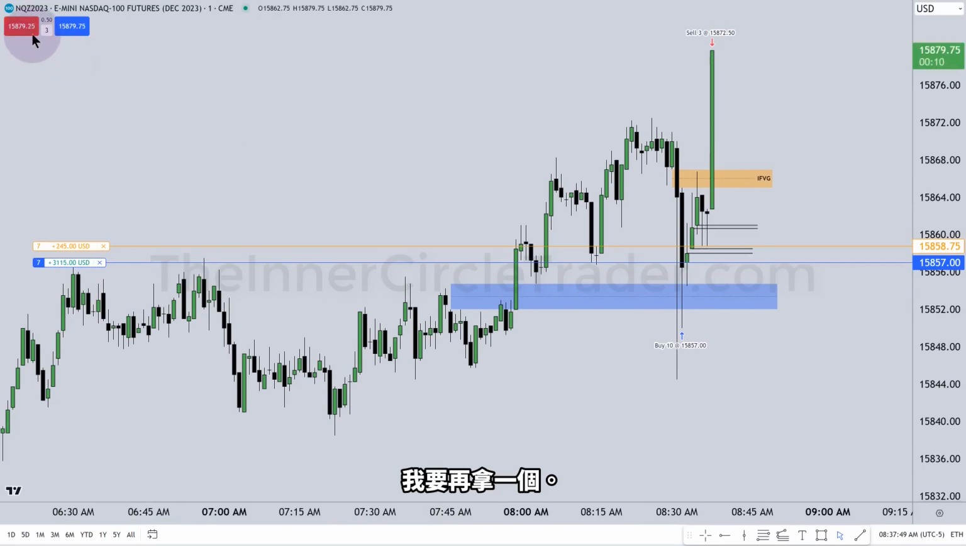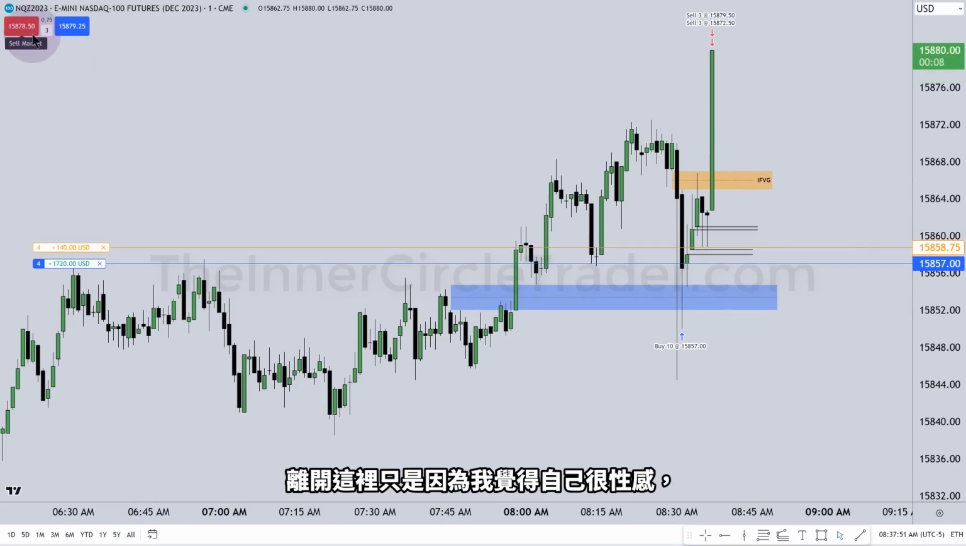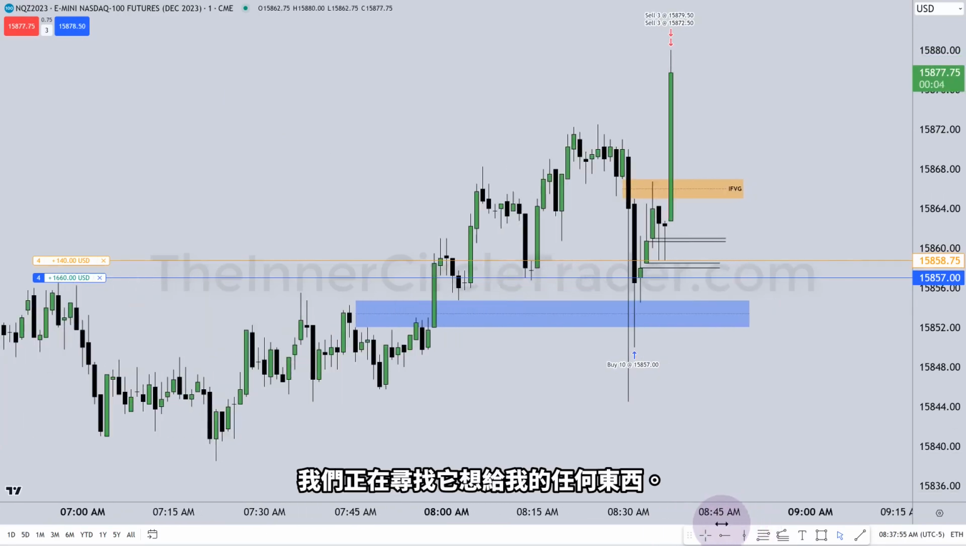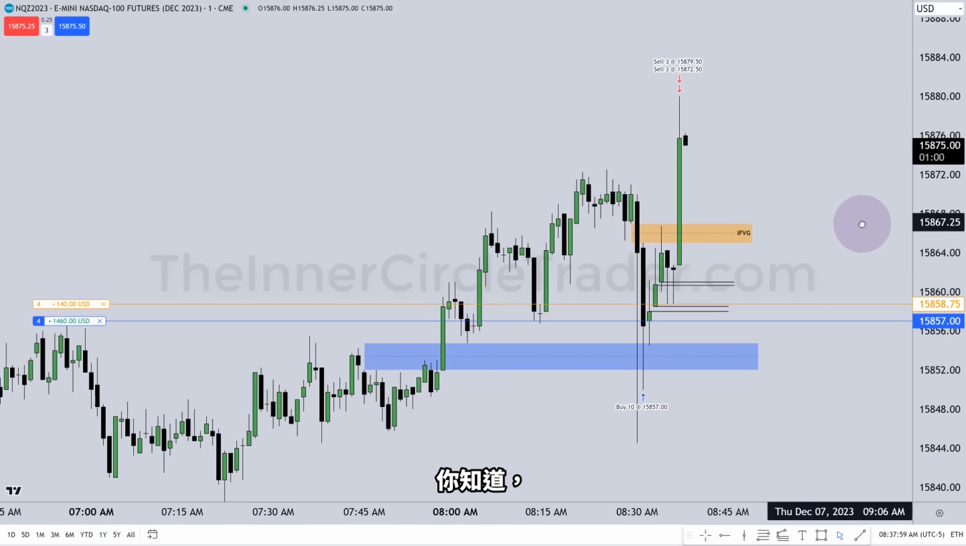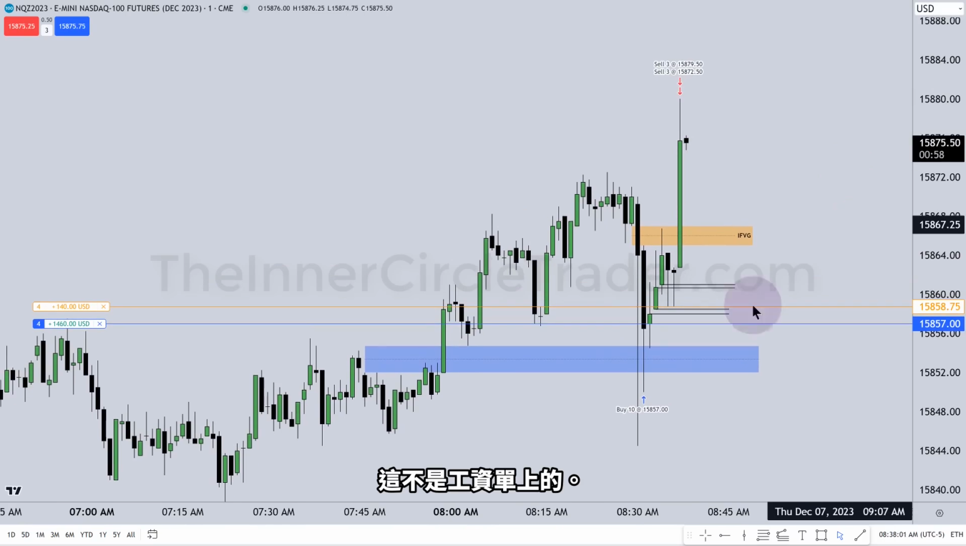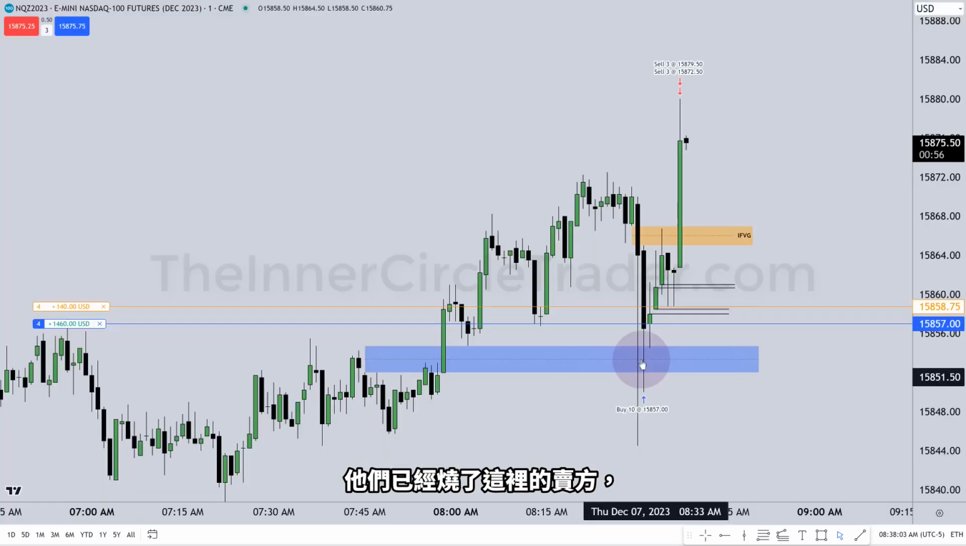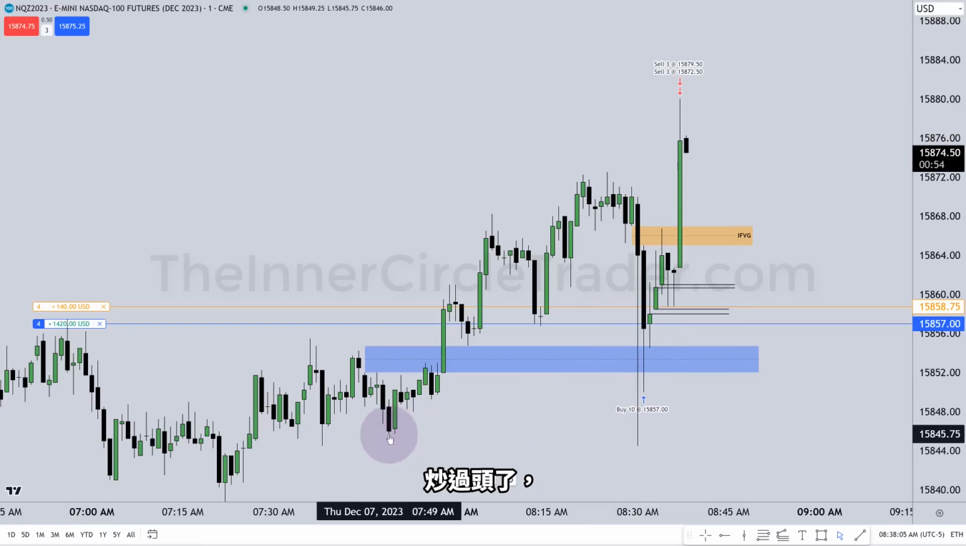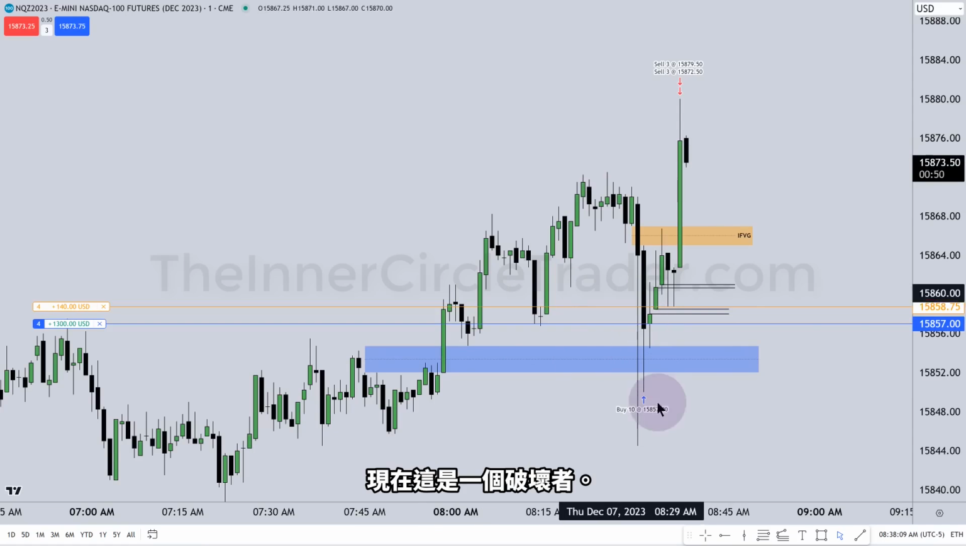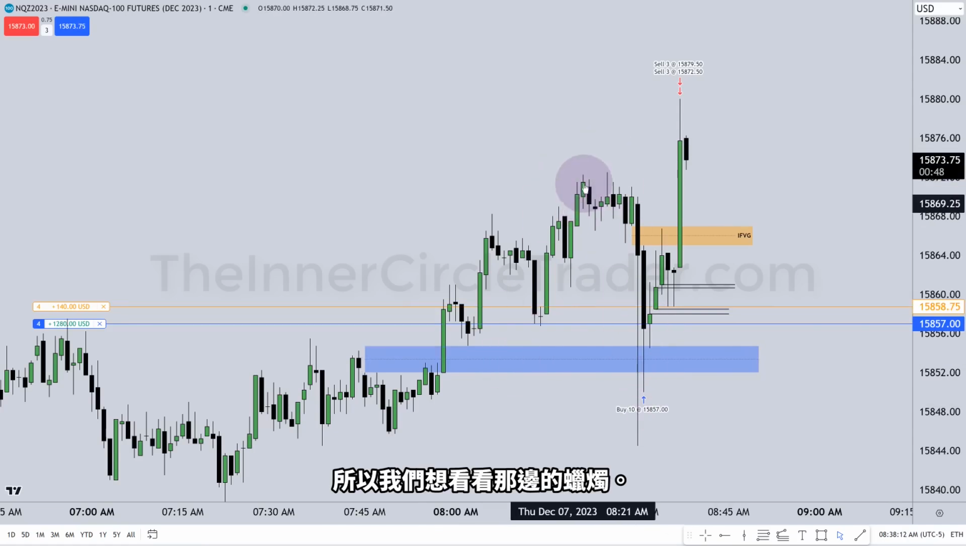I'm going to take another one off here simply because I feel sexy and I know it. And we are looking for whatever it wants to give. You know, it's non-farm payroll. They've already burned the sell side down here, overshot it, took a run into this here. And now this is a breaker. So we want to look at that candle right there.